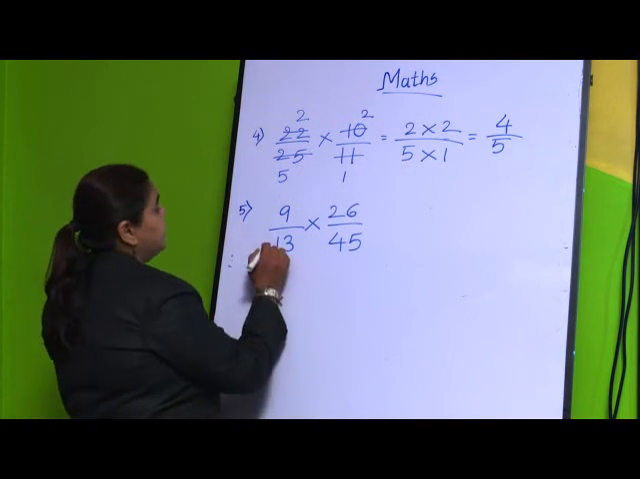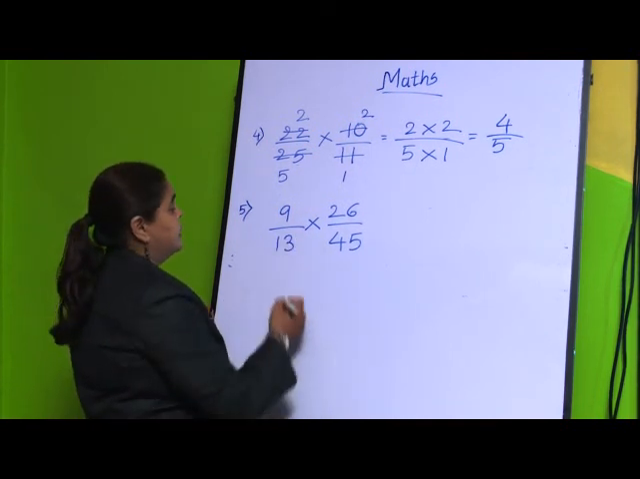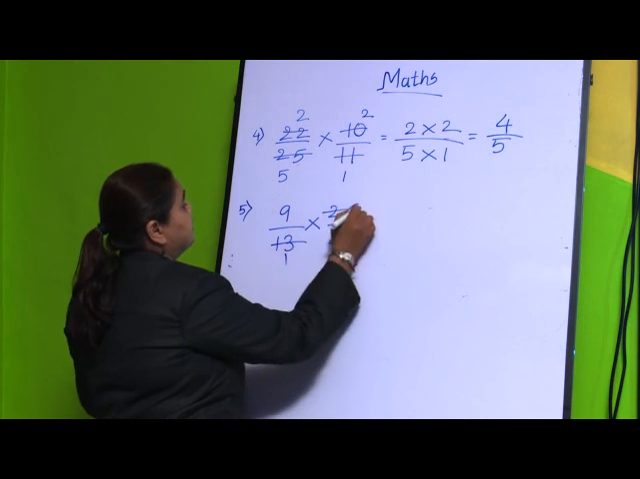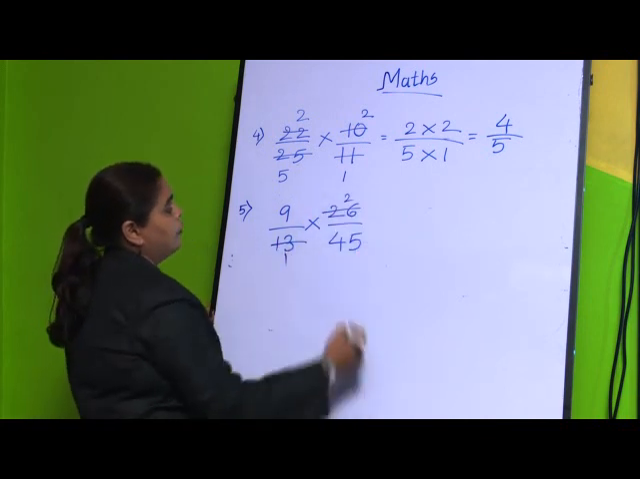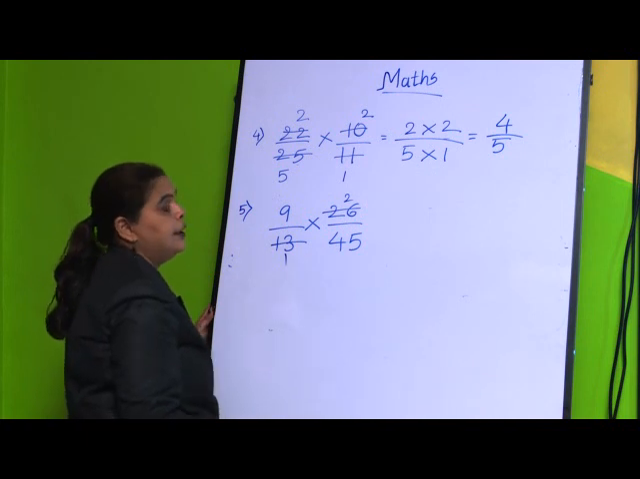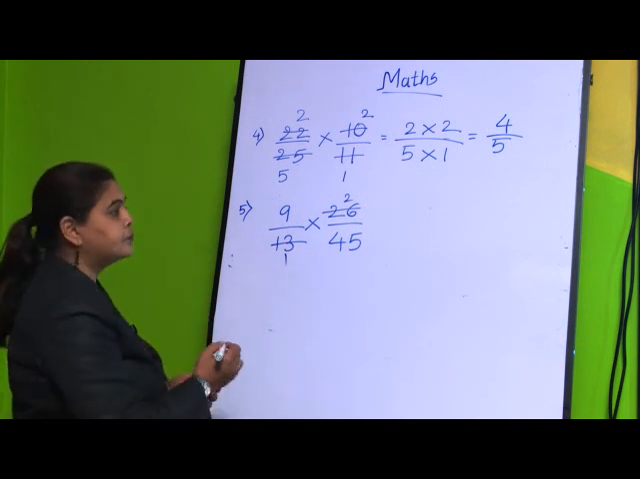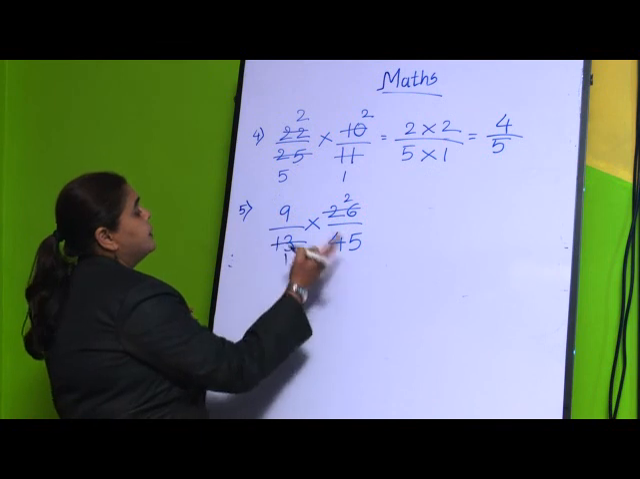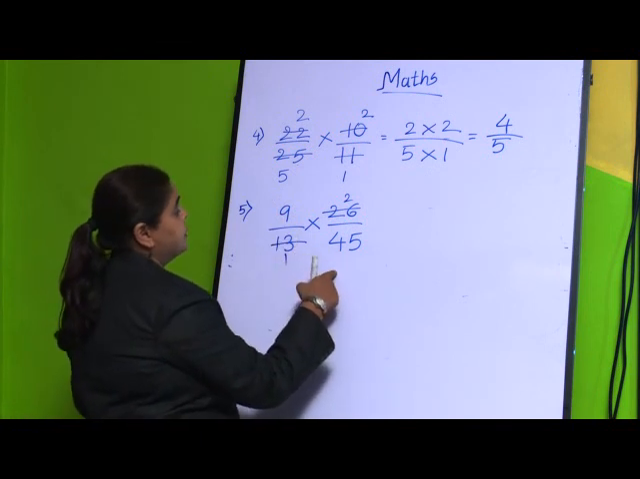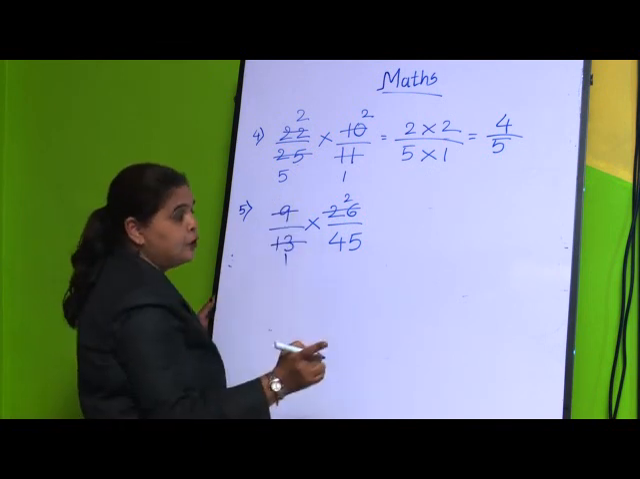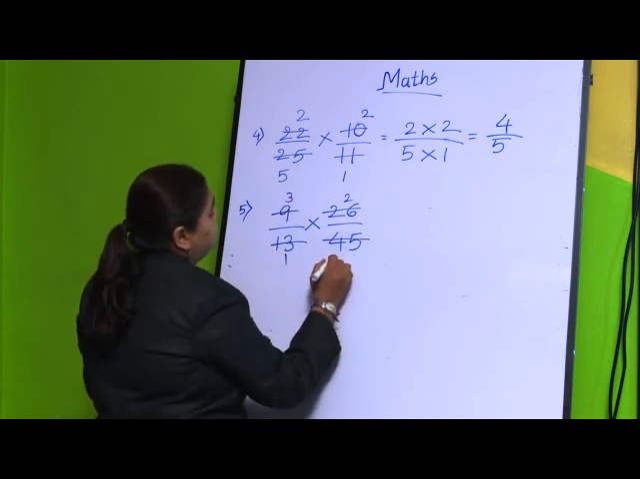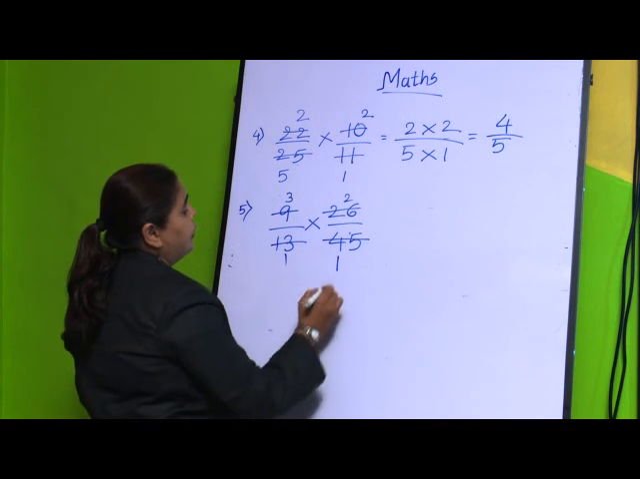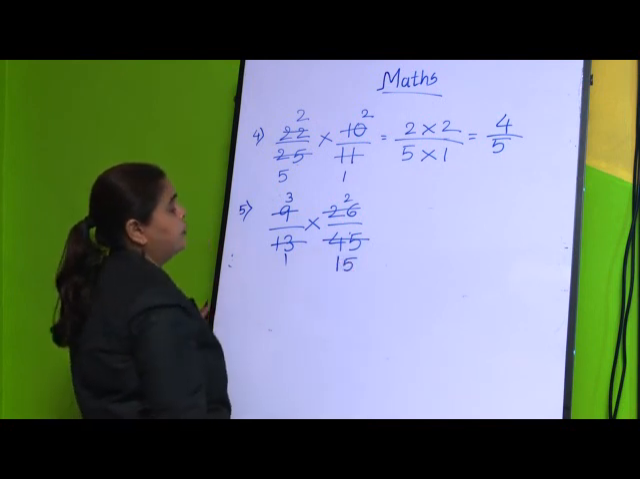Here we will see, you know the 13 table, so it is easy: 13 1s are 13, 2s are 26. What about 9 and 45? Yes, in the 9 table you get 45. Otherwise, if you want to reduce to the lowest term, that is also possible, and I will show you. We can go by the 3 table: 3 3s are 9, 3 1s are 3, you are getting here 5, here 3 15s are 45.